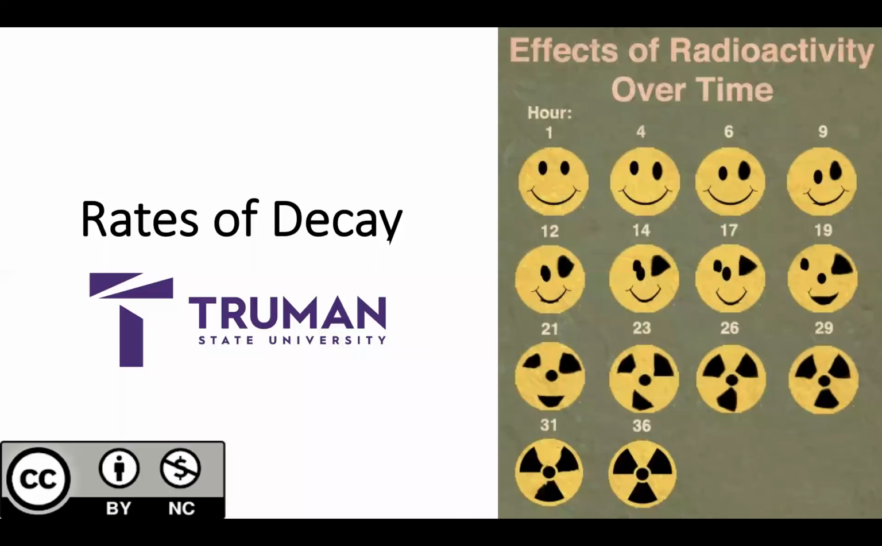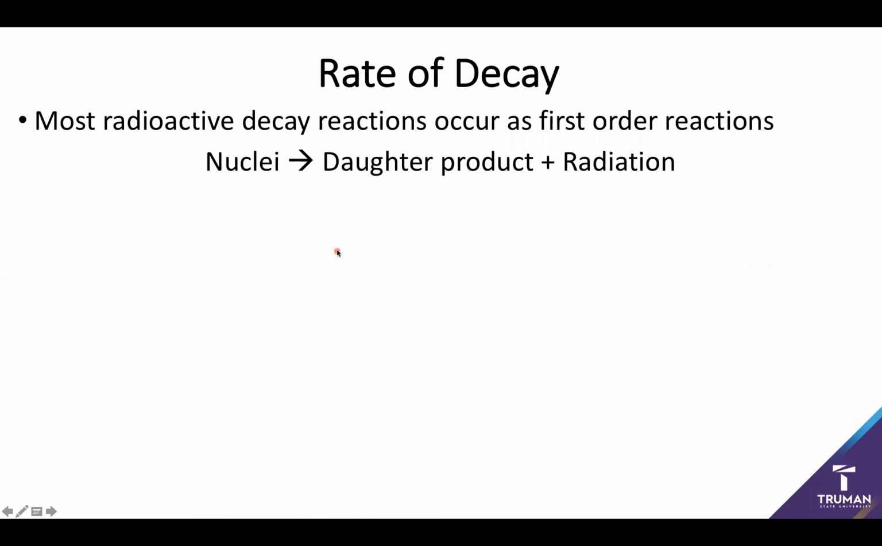So today we're going to be taking a quick look at rates of decay. What we're really doing here is applying kinetics to nuclear reactions. One of the first things that's very important about nuclear reactions is almost every one of our radioactive decays can be treated as a first order reaction because we always start with the nuclei and we generate some sort of daughter product, so some lighter nuclei usually, and then we produce some sort of radiation event.